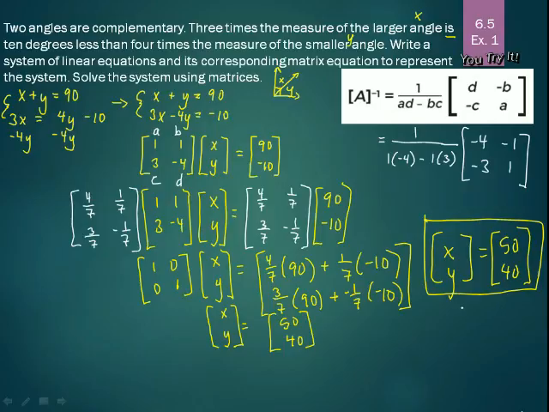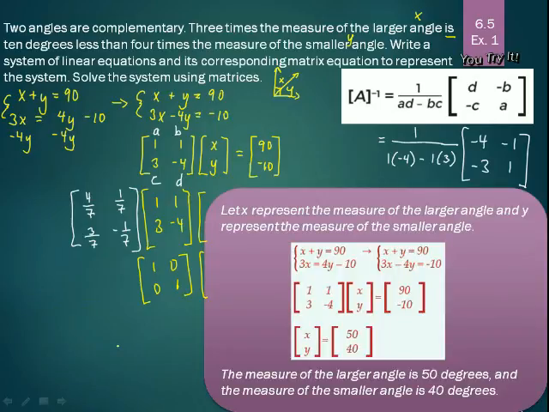So let's go ahead and summarize our answer. Let x represent the measure of the larger angle and y represent the measure of the smaller angle. x plus y equals 90, 3x equals 4y minus 10 becomes x plus y equals 90, 3x minus 4y equals negative 10. 1, 3, 1, negative 4 times x, y equals 90, negative 10. x, y equals 50, 40. The measure of the larger angle is 50 degrees, and the measure of the smaller angle is 40 degrees.